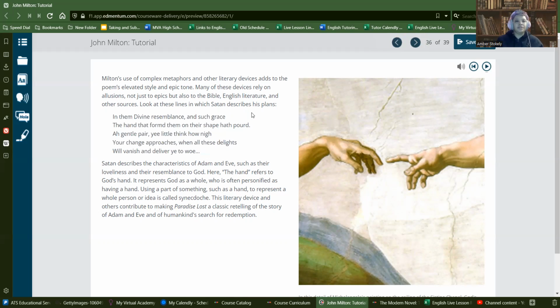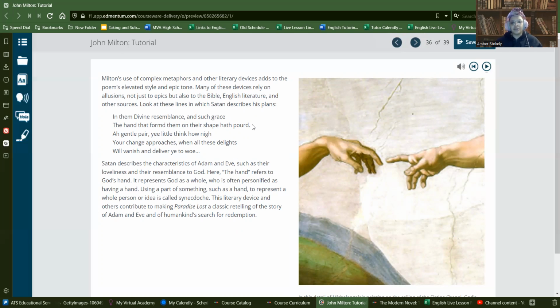So he's describing, in this excerpt, Satan is the narrator here, and he's describing the characteristics of Adam and Eve. So he's talking about their grace, that's like beautiful, their divine resemblance. So how the hand that formed them on their shape hath poured. So he's talking about all of the traits that God, who shaped them with his hands, gave them. The hand refers to God's hand.